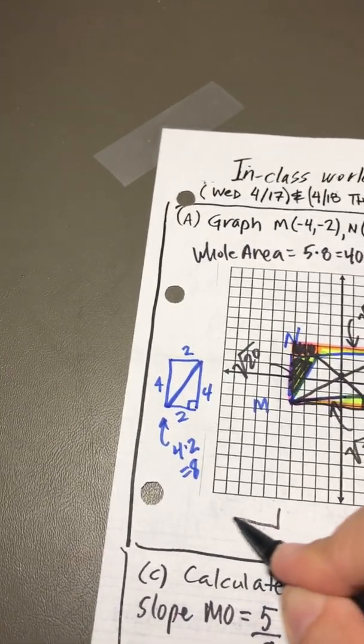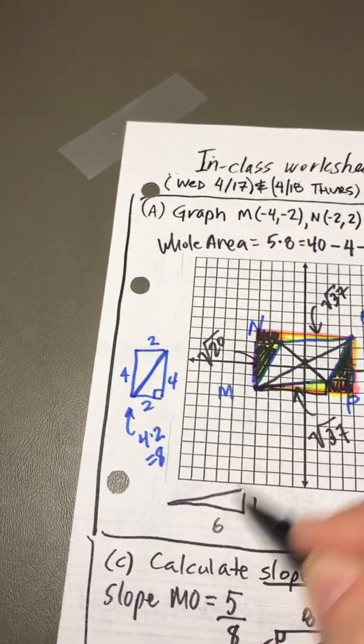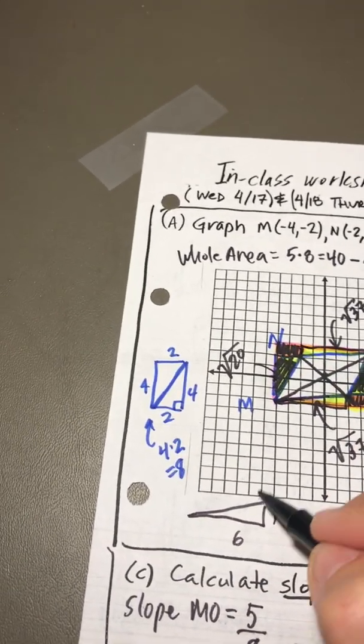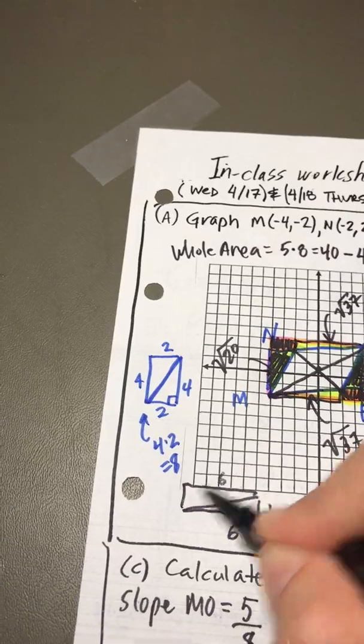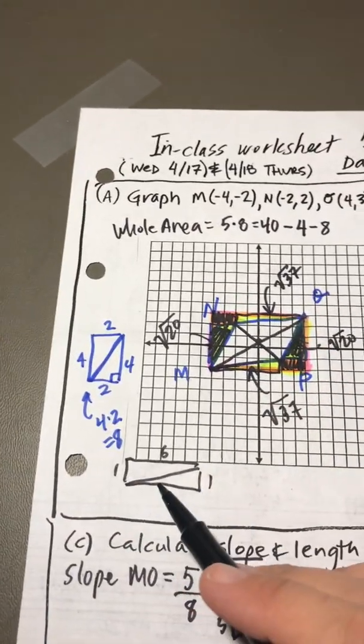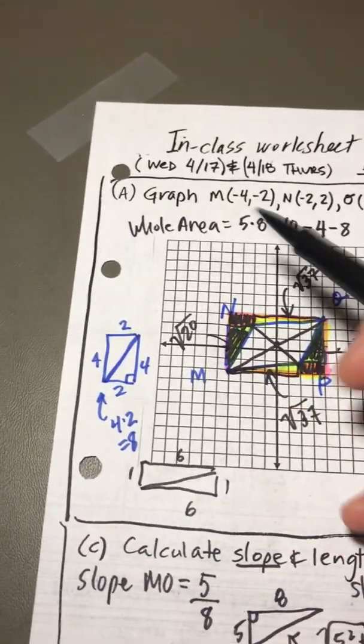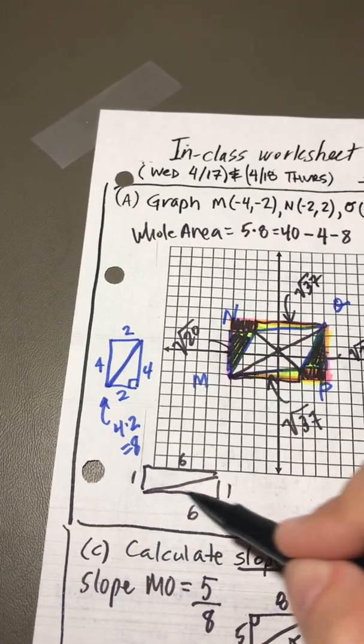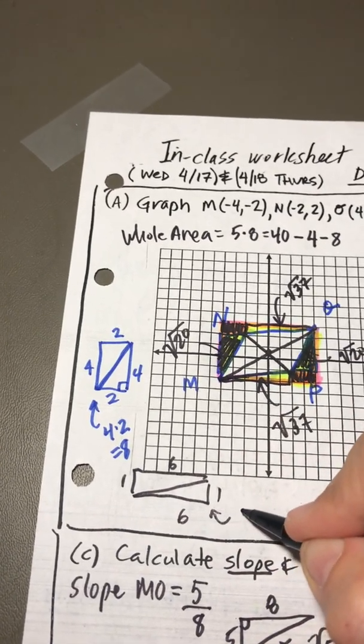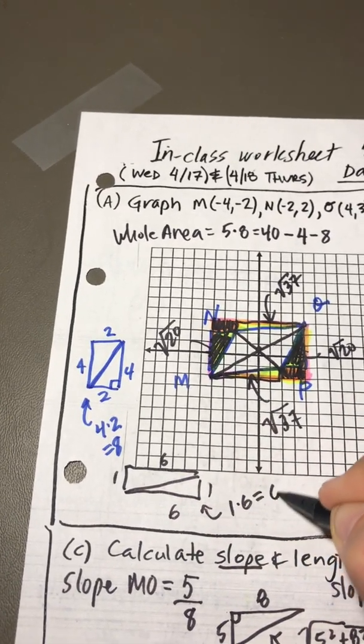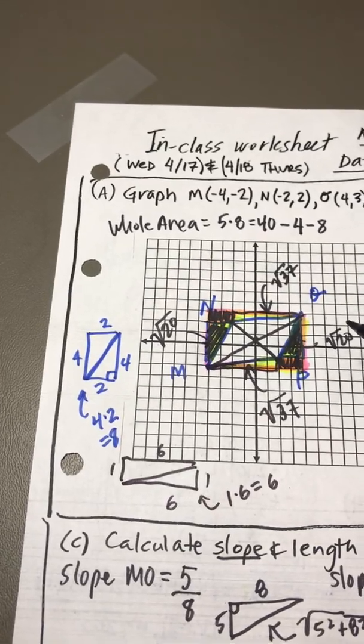And so I'm left with these 2 triangles. This one I know is 1 by 6. And this one up here I know is also 1 by 6. So when I think about this, the last little piece I need to cut off is 1 unit high and 6 units long. So the area of that, 1 times 6, is 6.